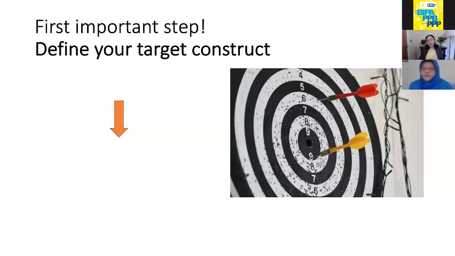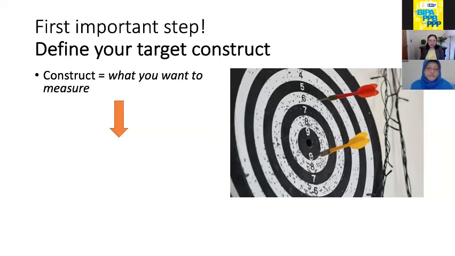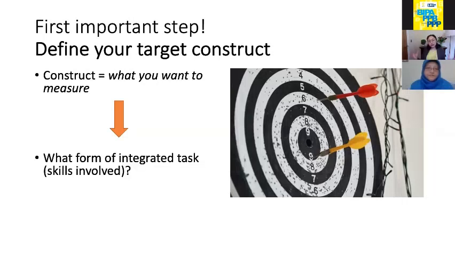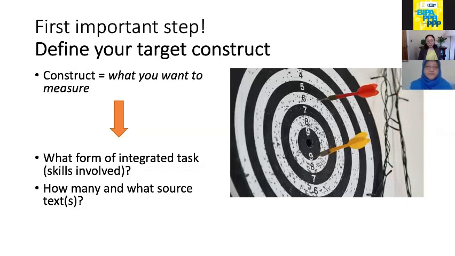Having a clearly defined construct is paramount, because the construct, okay, by construct, I mean what you want to measure exactly. So it's something that you want to target using your measurement instrument. And in this case, we're talking about integrated tasks. So the construct will really determine what we need to do next. So let's take a look. So the construct will determine what form of integrated task we will have, or perhaps what skills we want to involve, and also how many or what kind of texts we will use as the source texts, and also how to score, for example, okay?